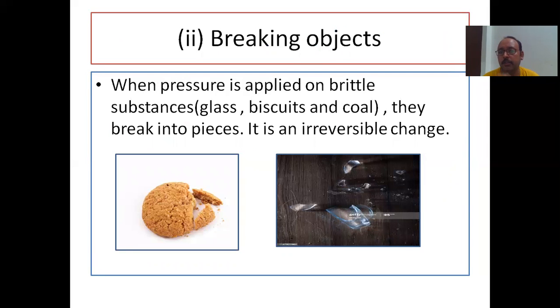Breaking objects. When we apply pressure on brittle substances, brittle means glass, biscuits, coal, they will break into pieces. So this is an irreversible change. You can see here in the two pictures, when we apply pressure, the pieces of glass and the pieces of biscuit.